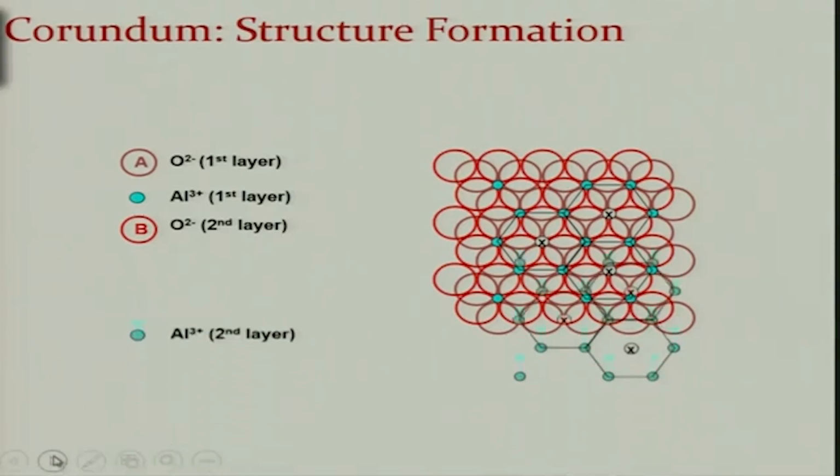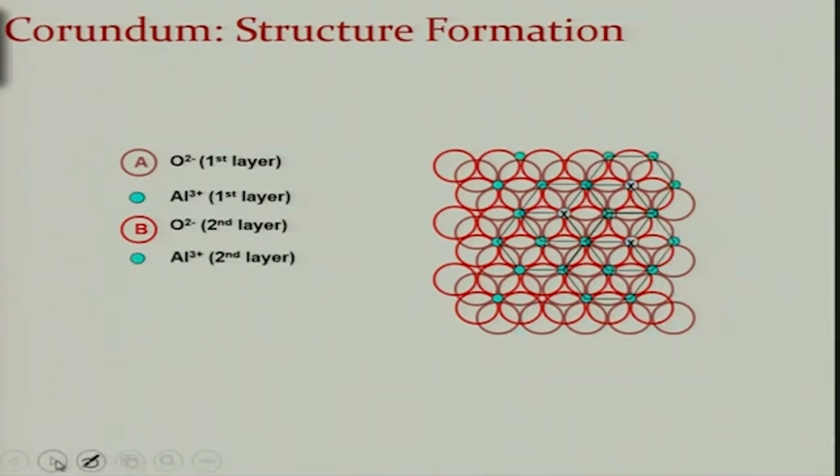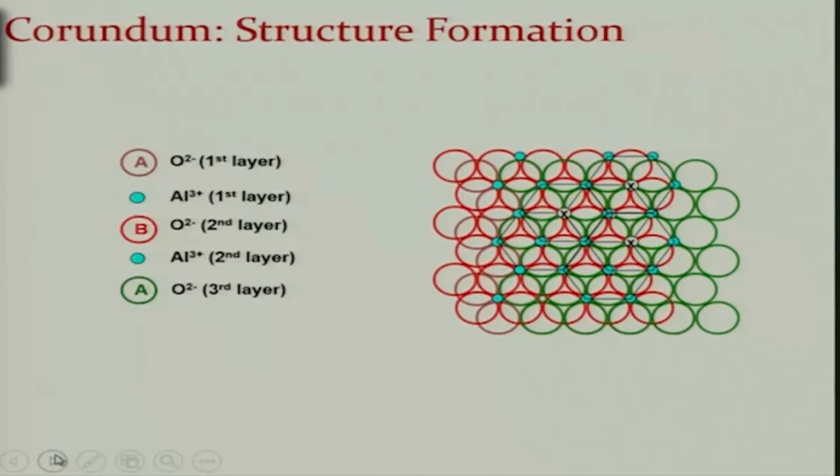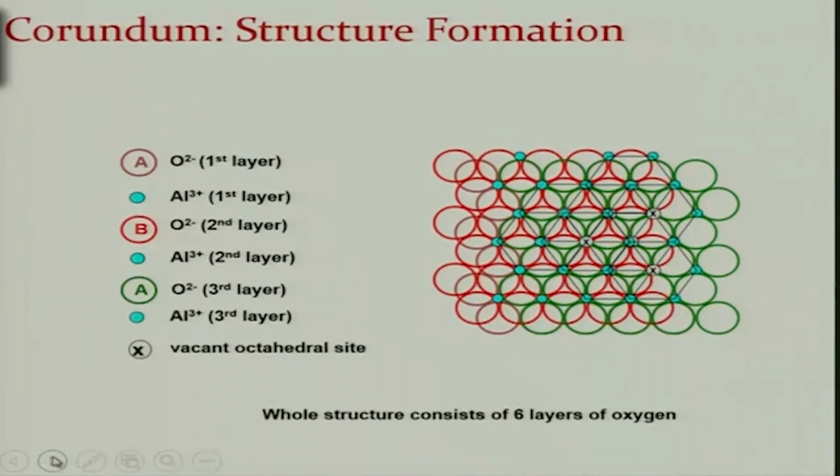The second layer will go like this, then the next layer has to complete the triangle to make a repeatable lattice. Then the third layer of oxygen will come, then you have another layer of oxygen, then you have a vacant octahedral site again. You have to repeat this once more to get a repeatable lattice. So, this whole structure consists of 6 layers of oxygen.